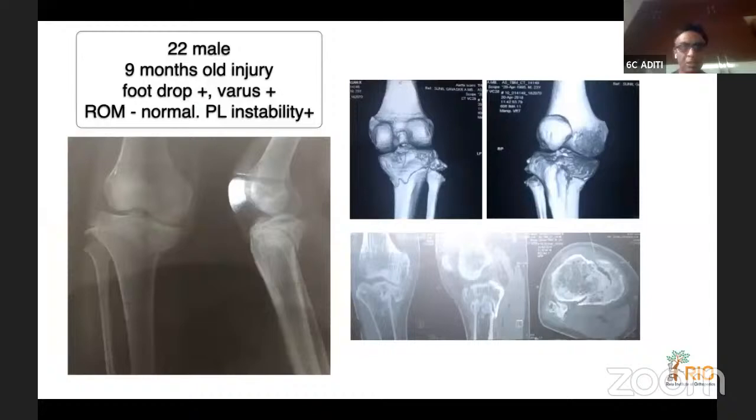So I'll just show you some cases. This is a 22-year-old male who had a 9-month-old injury, and these are his x-rays. He had a foot drop as well when he presented to us. He had a varus deformity. His ROM was normal. He also had a posterolateral instability, which an STO will address to an extent as well. So these are the CT scans. Even though this was an intra-articular injury to start with, his deformity right now was predominantly extra-articular.